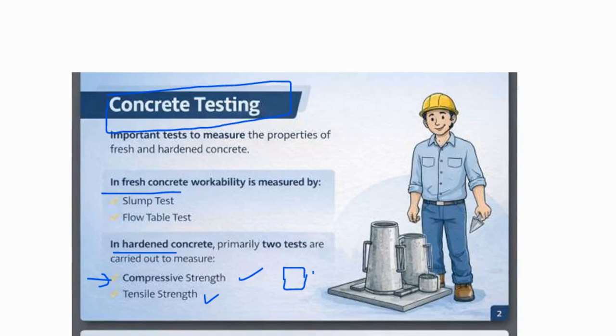When we consider the tensile strength test, concrete is weak in tension, so we also test the tensile strength. A common method is the cylinder test, with diagonal loading. Cylinder size is usually 150 millimeter diameter and 300 millimeter height.